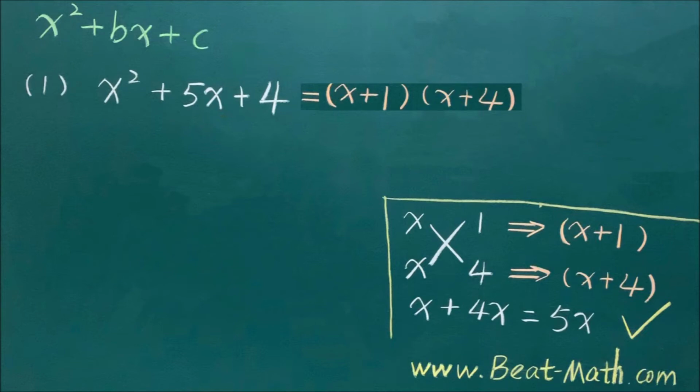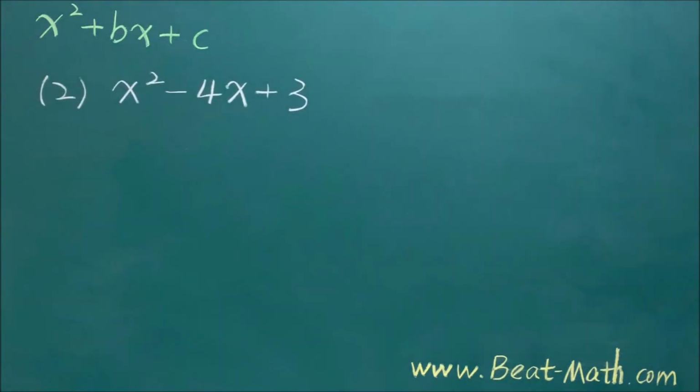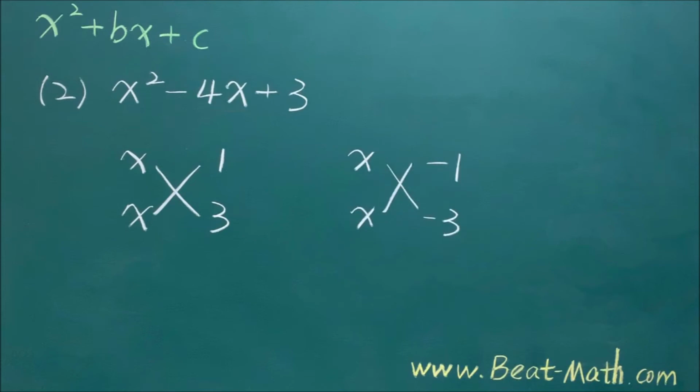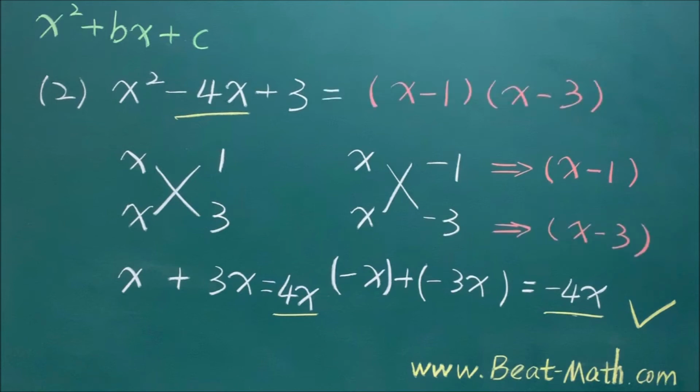But what if b is a negative number? Are we still able to do it in the same way? Sure, we can. Let's look at this one: x squared minus 4x plus 3. Here the 3 can be the product of 1 and 3, or negative 1 and negative 3. Which pair are we going to choose? Yep, the pair whose addition is going to bring us negative 4x, that is, negative 1 and negative 3. That means we can factor the polynomial into the quantity of x minus 1 times the quantity of x minus 3.